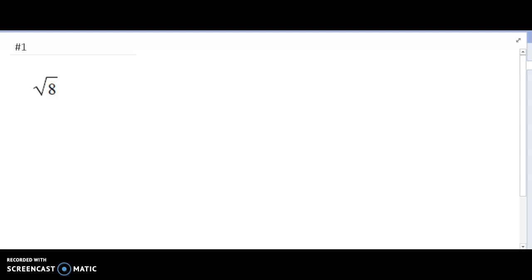All right, so let's look at example number 1. This is the square root of 8. Okay, so I'm going to bring you back to the first several prime numbers. Now remember, a prime number is a number that is divisible by only 1 and itself.